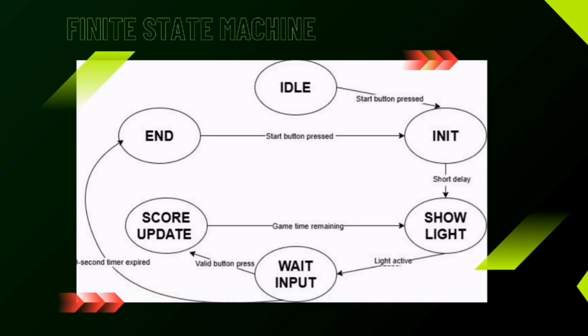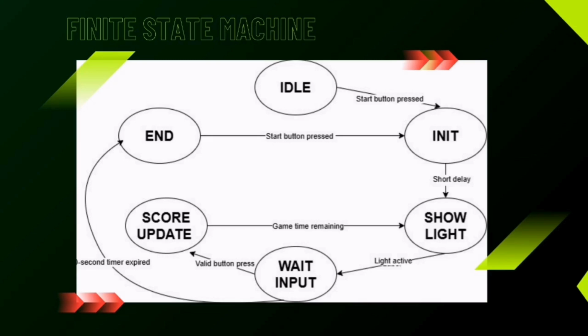Let's examine the control logic behind Strike-A-Light through its finite state machine implementation. From idle, the system activates on start button press, transitioning through init for hardware initialization. The show light state triggers random button illumination, while wait input handles player response detection. Valid inputs trigger score update before cycling back, creating the core gameplay loop.